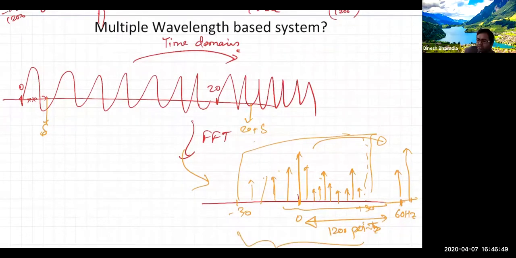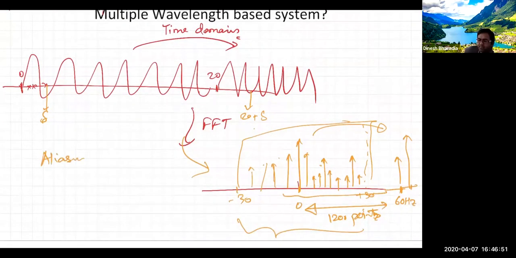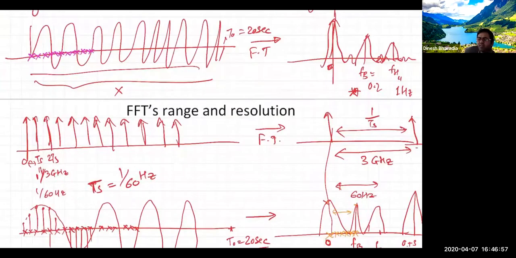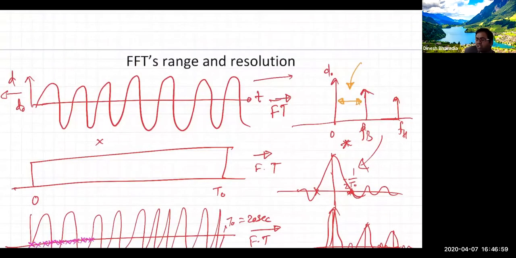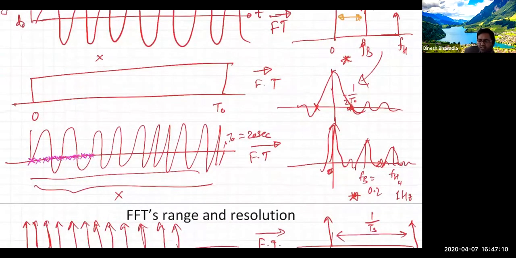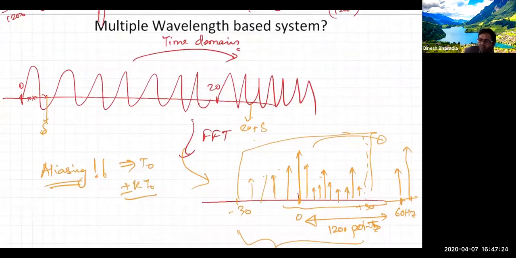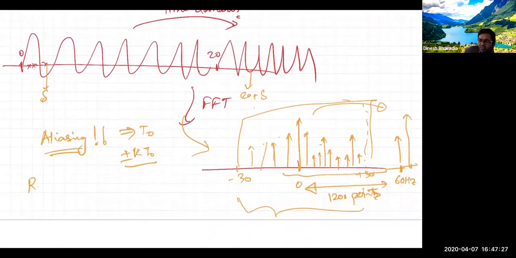This is called aliasing. Imagine all of this signal, instead of happening in 0 to T0, it could have occurred in T0 to 2T0. But it would create the same time domain, same FFT, same everything. That's aliasing, which is T0. Anything plus or minus K T0 can be considered as aliasing.